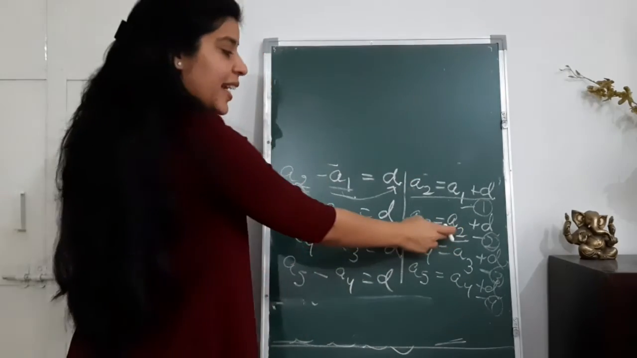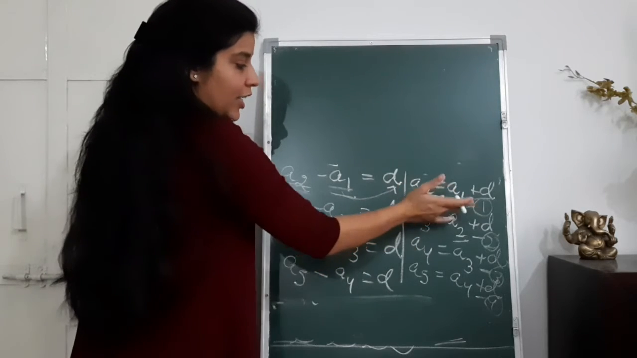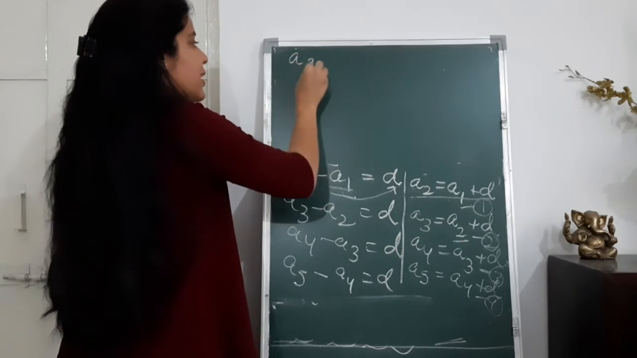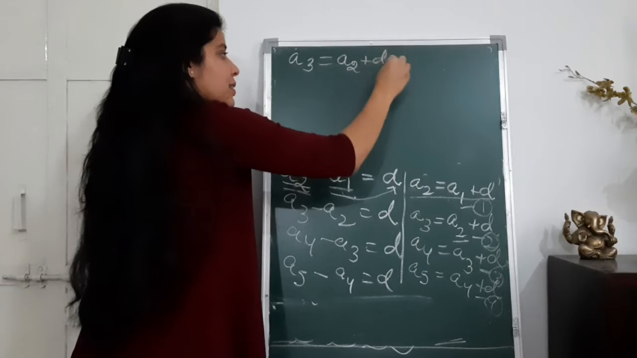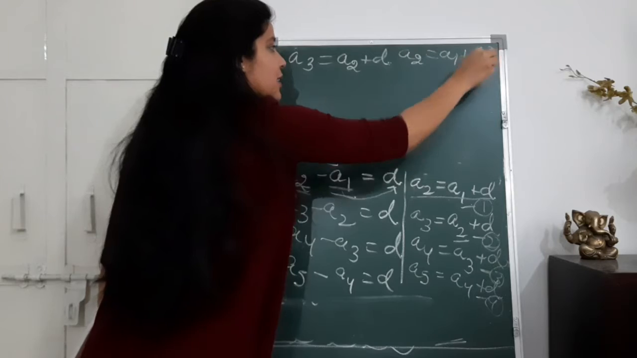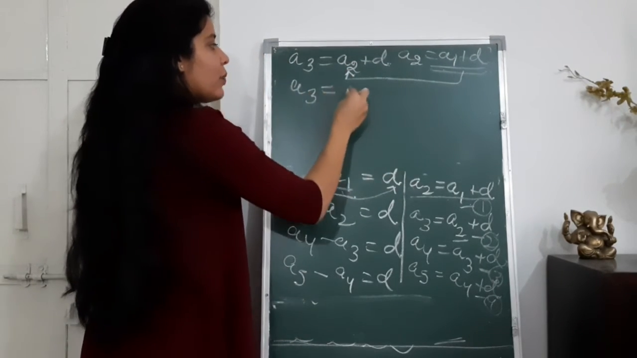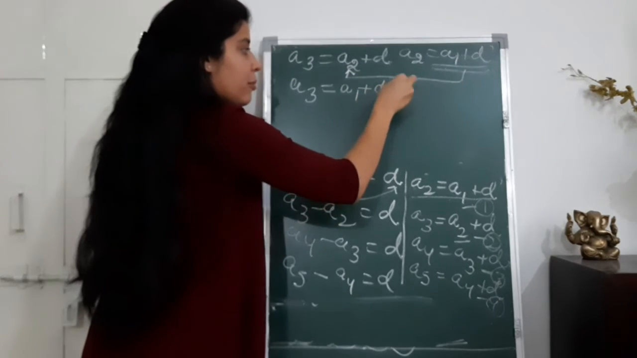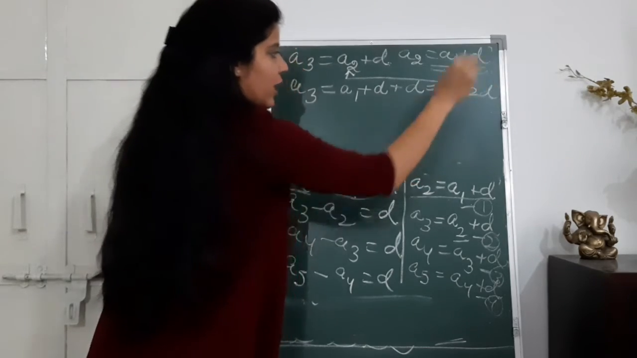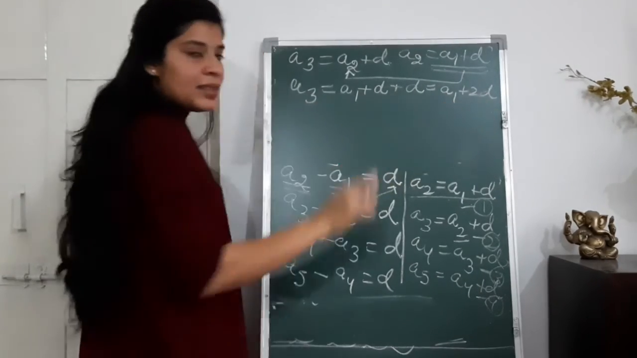So see, from the first equation, I can put the value of A2 in the second equation, right? So A3 is equal to A2 plus D, but from the first equation I have A2 is equal to A1 plus D. So I will put this value here, and what I will get? A3 is equal to A1 plus D plus D, which gives me nothing but A1 plus 2D. So now I have the value of A3, which is A1 plus 2D.